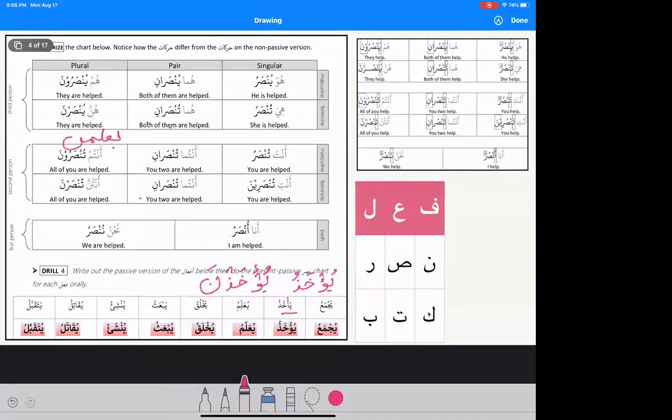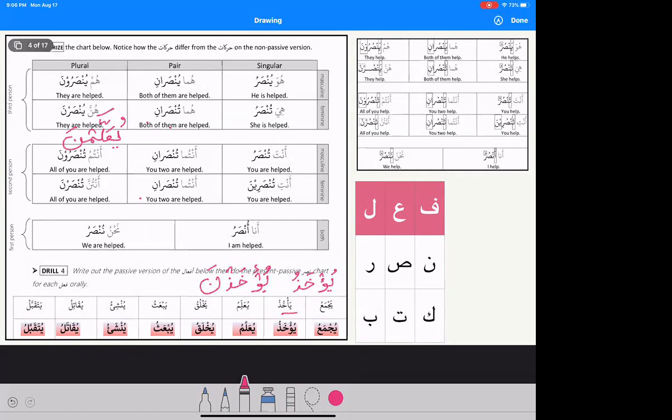Yu'allamna. So this is how it's going to be written. Hunna yu'allamna. Anta tu'allamu. Antuma tu'allamani. Antum tu'allamuna. Anti tu'allamina. Antuma tu'allamani. And antunna will be tu'allamna. Ana u'allamu, and nahnu nu'allamu.